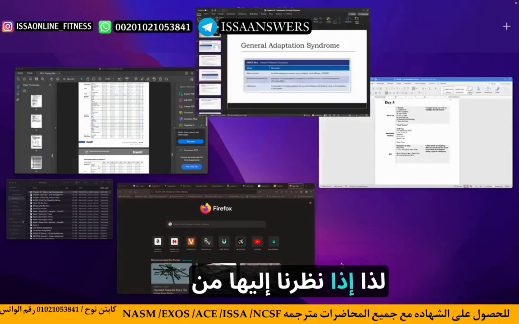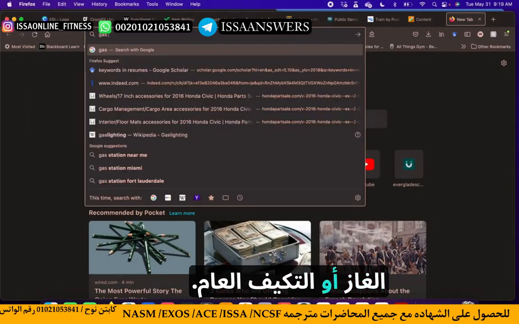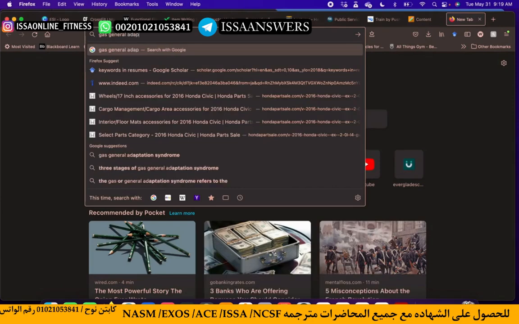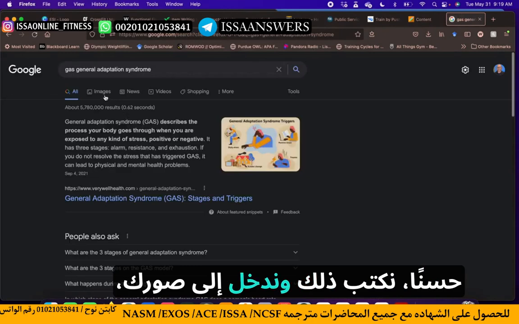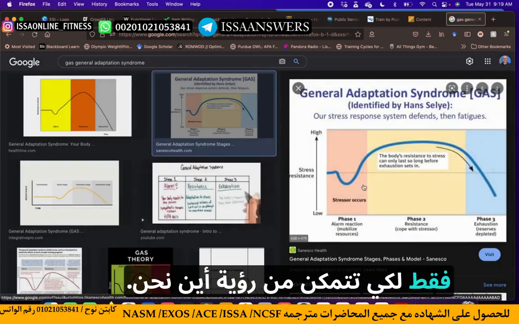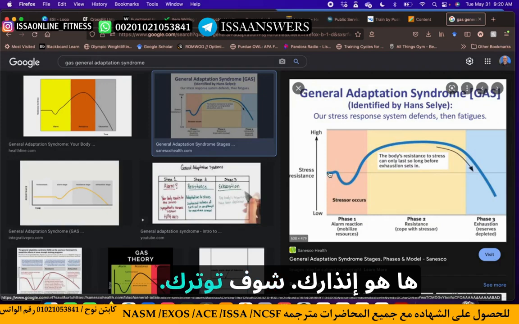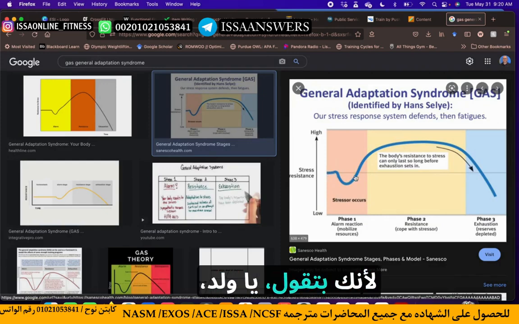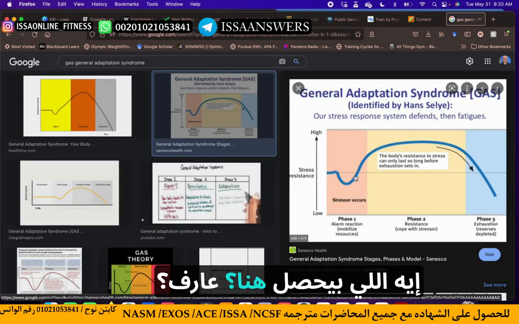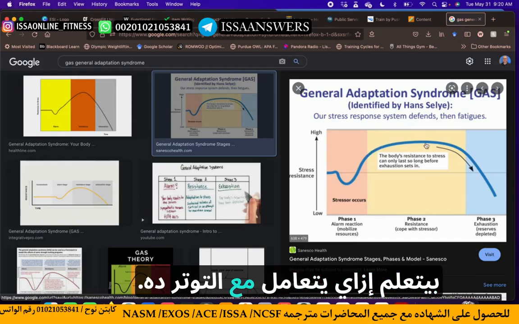So if we looked at it from a search standpoint, GAS, or general adaptation syndrome, okay, if we type that in and just go into your images, what you're going to see here is, for example, here, just so you can kind of see where we're at, there's your phase one, there's your alarm. See your stress. What ends up happening is you dip down because you're like, oh boy, what's going on here? You know? So then what happens is your body with resistance learns how to cope with that stress.